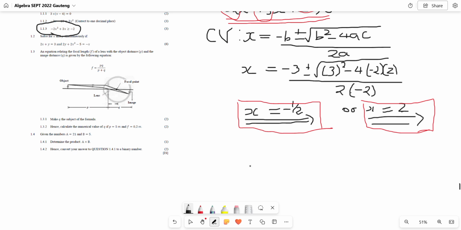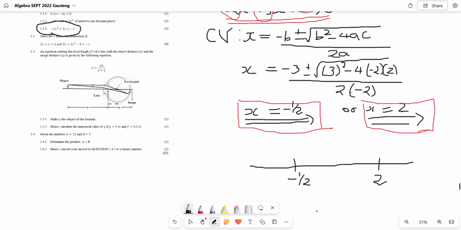Now we go to the number line, we draw our number line, here it is. Then we start with the smallest critical value, the one with the negative, which is negative 1/2. Then we have the bigger critical value on this side, in this case positive 2.